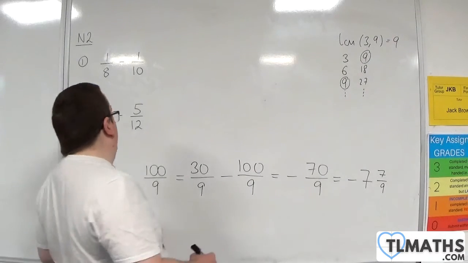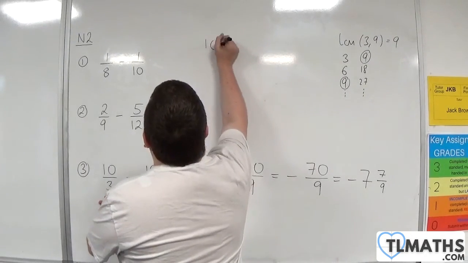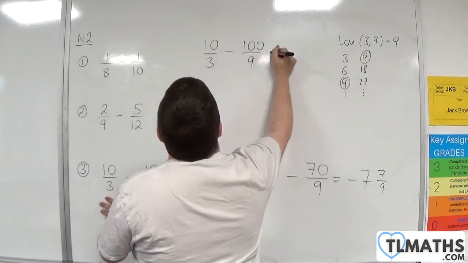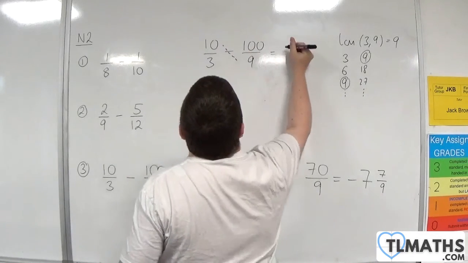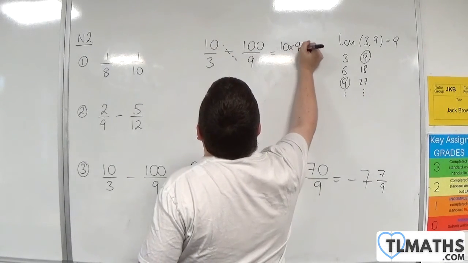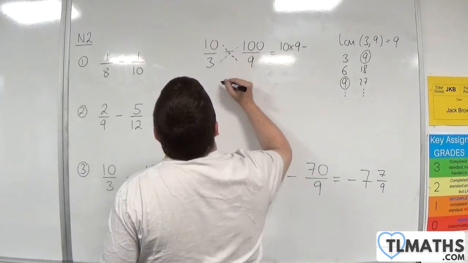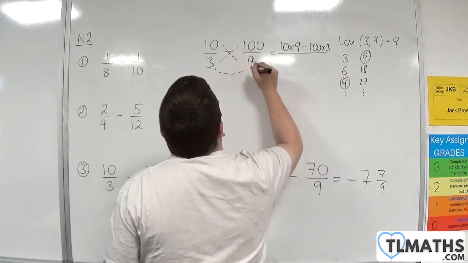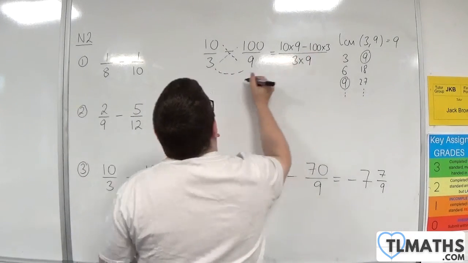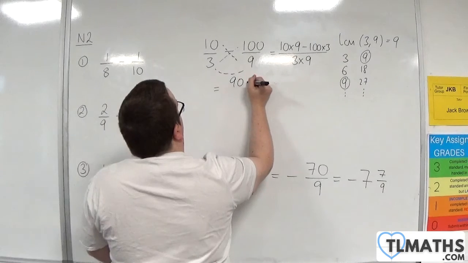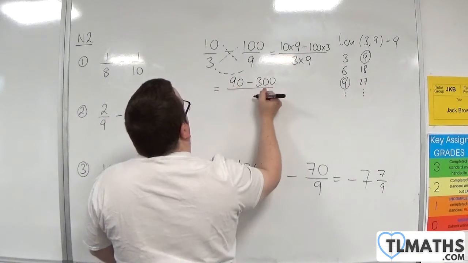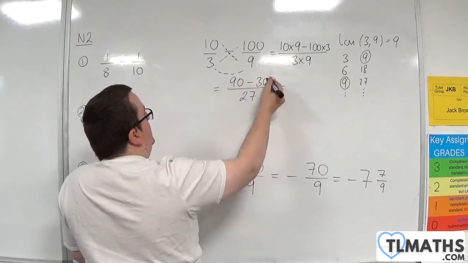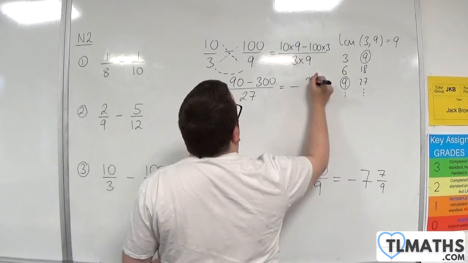Now if we wanted to do this by cross multiplication, then we need to multiply the leading diagonal first, 10 times 9, then the 100 times 3, over the product of the denominators. So we have 90 take away 300 over 3 times 9, which is 27. Now 90 take away 300 is minus 210.